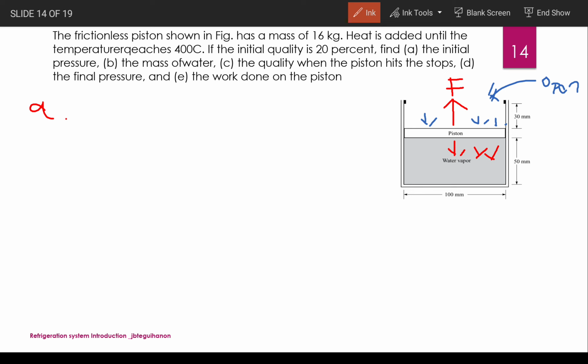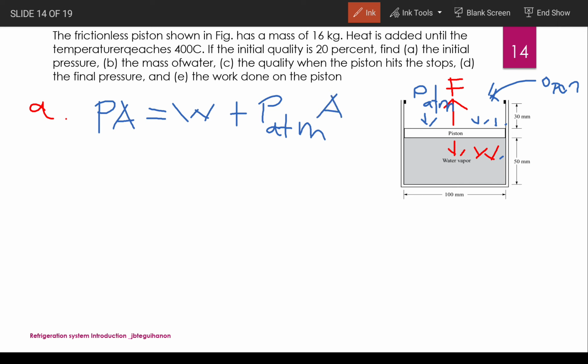So F can be expressed in terms of pressure times the area of the piston, and that is equal to W, this weight here, plus P atm times the area of the piston, since you have atmospheric pressure acting on top of the piston.